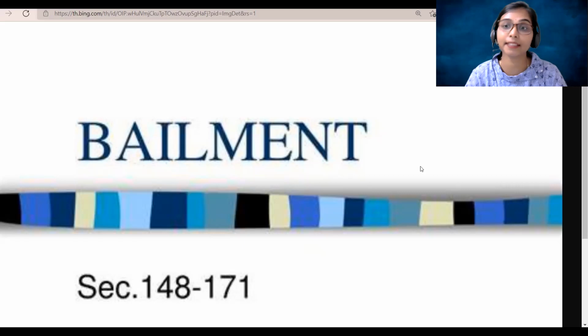So what we are going to start from today's lectures is bailment, and next we'll do the pledge chapter. Pledge has very few and small sections. Bailment, as you can see on the screen, covers a lot of sections, section 148 till section 171.